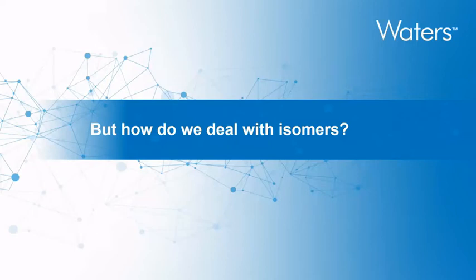But how do we deal with isomers? Some of these smaller isomers can't be separated by retention, and they struggle to be at similar masses, so you can't separate them by mass. So what do we do with them?